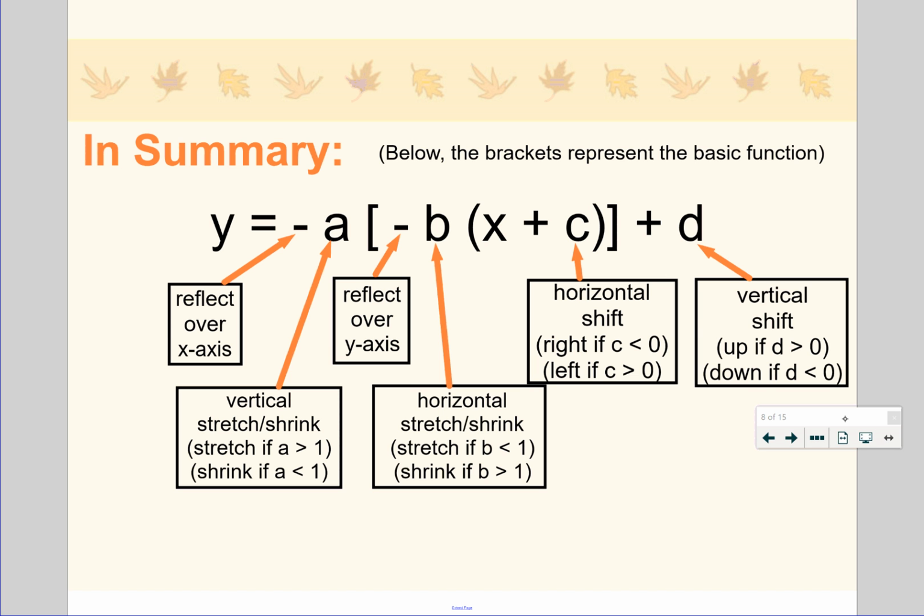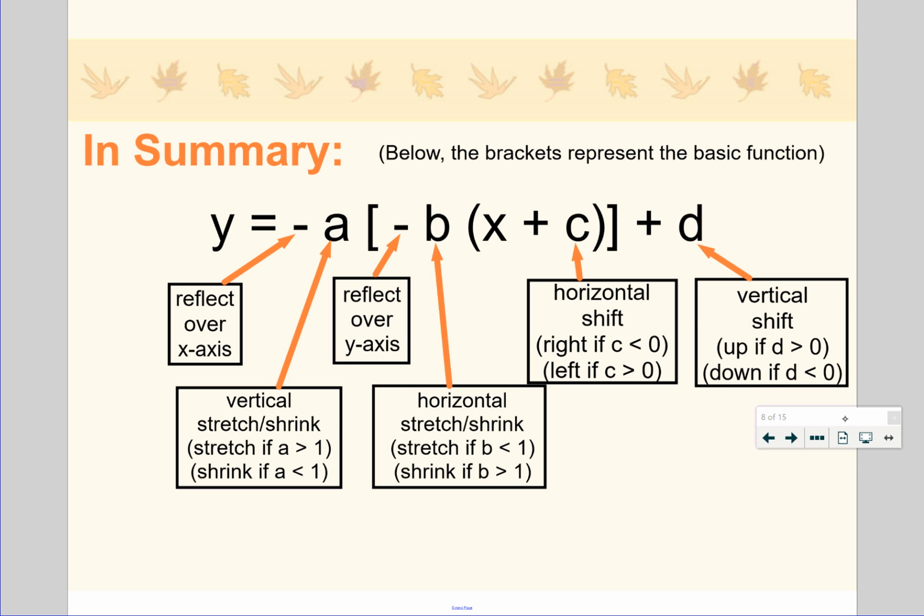If you have a negative outside the parent function, it's a reflection over the x-axis. If you have a negative inside your parent function, it's a reflection over the y-axis. A number multiplied out front of your parent function is a vertical stretch or shrink. It's a stretch if it's a number bigger than 1. It's a shrink if it's a number smaller than 1. A number multiplied inside your parent function is going to create a horizontal stretch or shrink. This one's a little tricky. It's stretching if it's smaller than 1, and it's shrinking if it's bigger than 1.